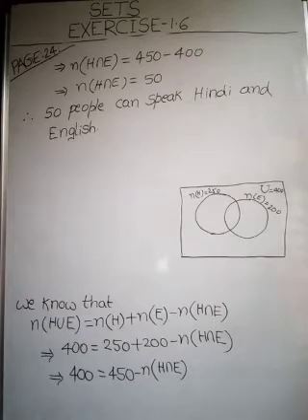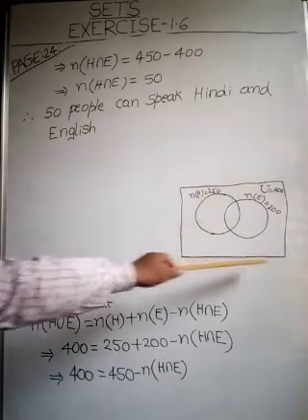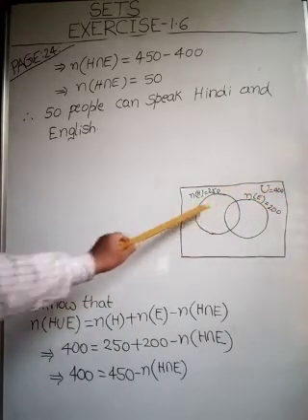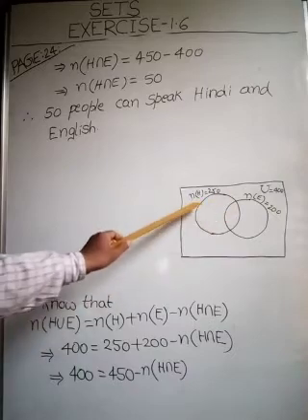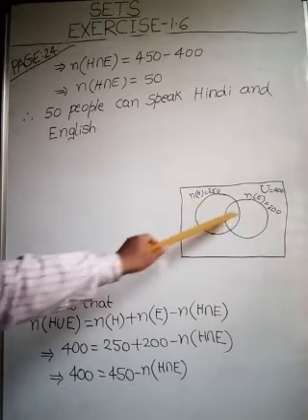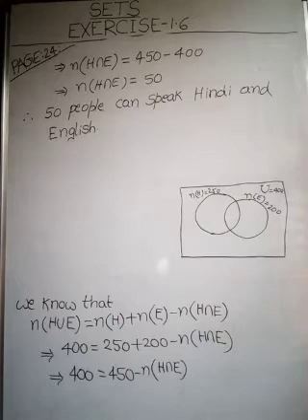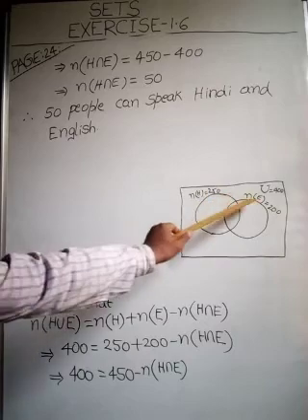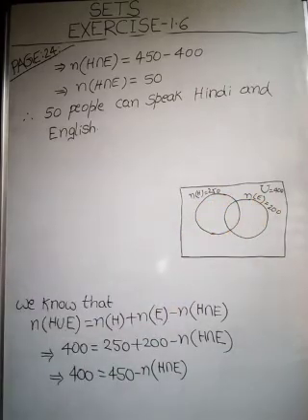I represented the given data by means of a Venn diagram here. See here in the universal set 400. This is the circle. This circle denotes who can speak Hindi, and this second circle denotes the people who can speak English. So N of H is equal to 50, N of E is equal to 200. Sometimes we use Venn diagrams to solve the problems easily without using the formula. Okay, my dear children? Right.